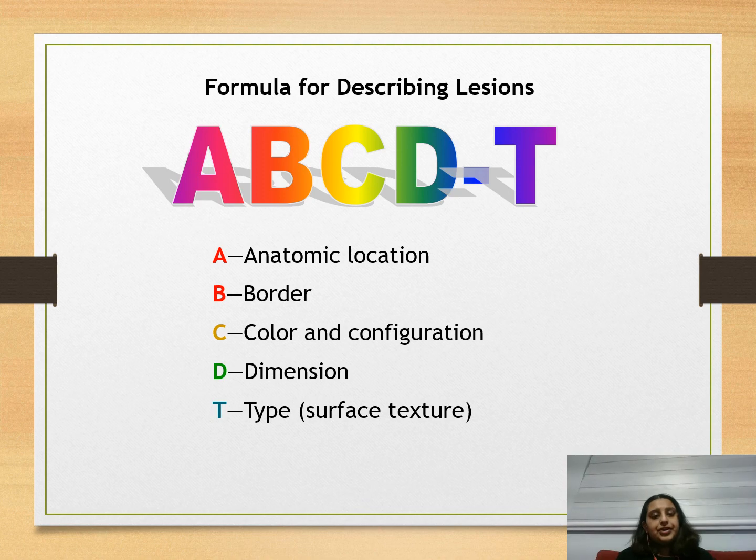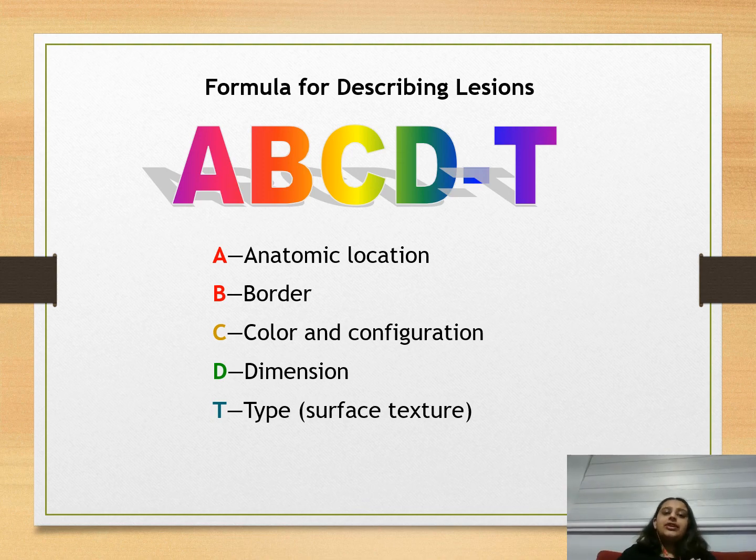So location, border, irregular or regular border, color and configuration. Is it a black region, red, blue? So note down the color, dimensions, and usually you have a ruler or a periodontal probe nearby, and then you measure in millimeters or centimeters. If it's a papule, then obviously you have 3 dimensions. If you have a macule, then it's 2 dimensions. And the texture, you can note down if it's raised or smooth, things like that. So those are a couple examples.